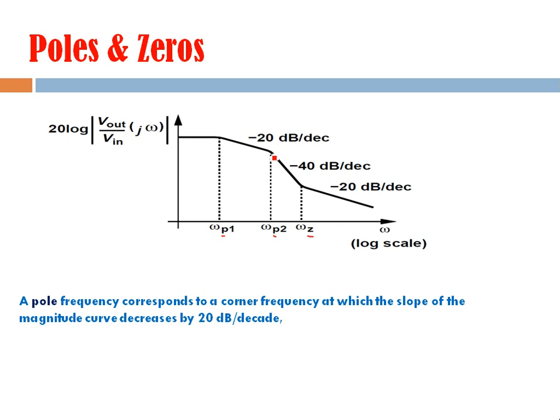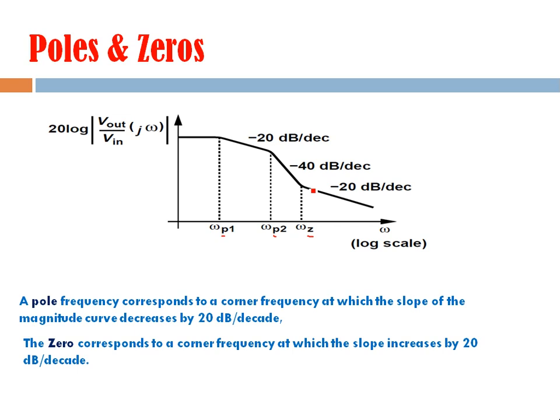So that's why we call these corner frequencies pole frequency, because the gain is reducing by 20 decibel per decade. But at this point, you see here, the gain earlier was minus 40 decibel per decade, but now it is minus 20 decibel per decade. So there is an increase by 20 decibel per decade. So this particular corner frequency, at which the slope increases by 20 decibel, is indicated as zero frequency, right? It is indicated here by this Z, right?